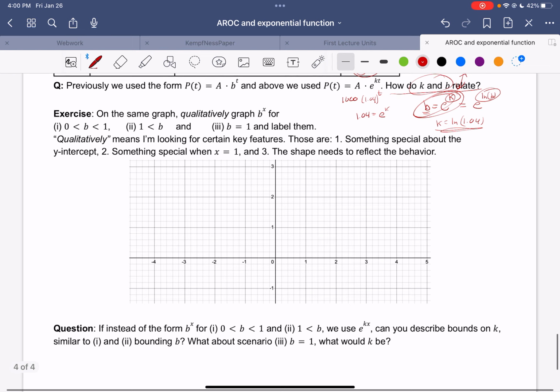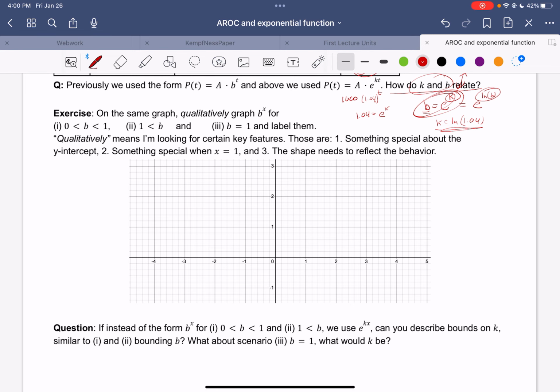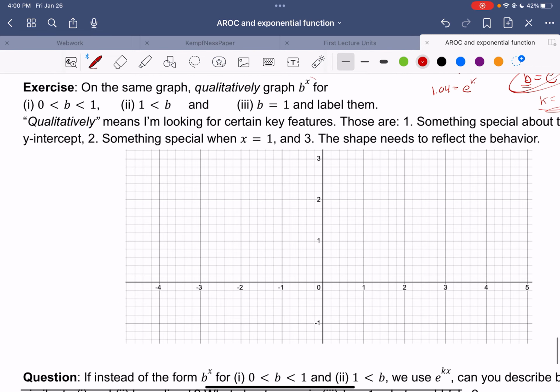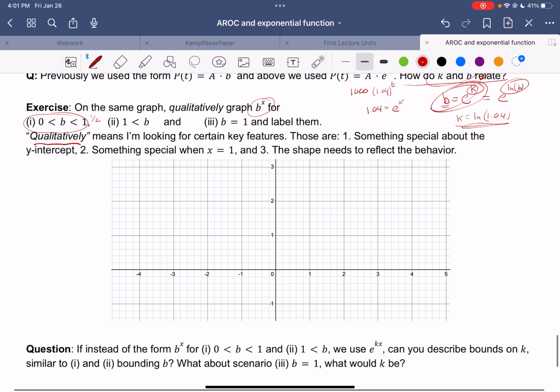All right, let's get a sense of how this all works. So what does b to the x look like? What if b was between 0 and 1? So I would choose a number. I'm going to use a half, and 2 and stuff like that, and see how it all works. And, okay, so if we do part 1, then, all right, qualitatively is how I want to sketch this graph, and I'm looking for some key features. Something special about the y-intercept.